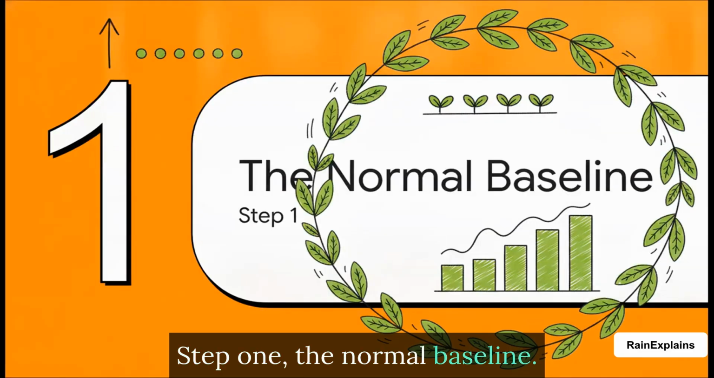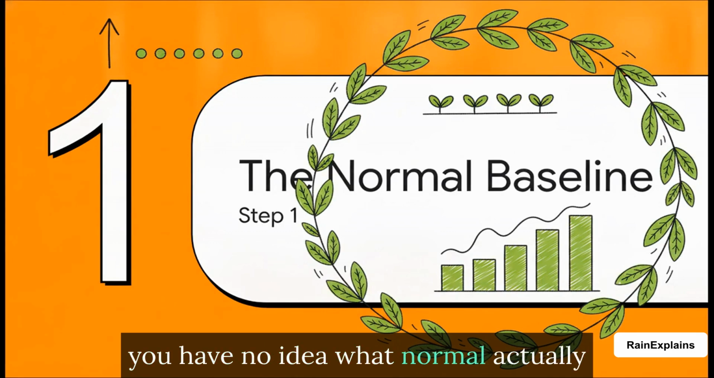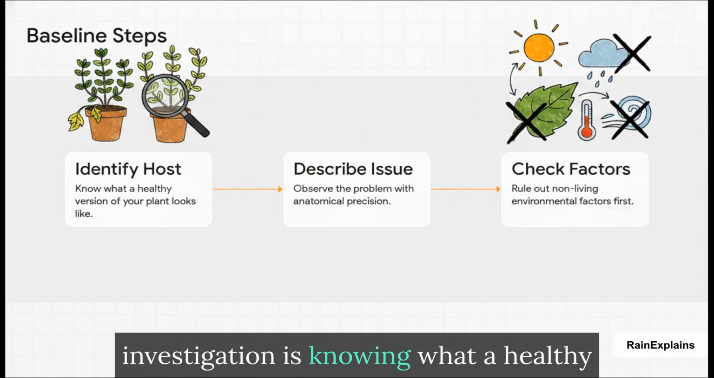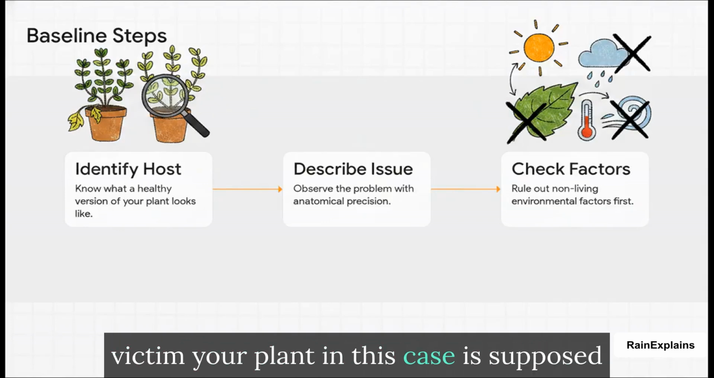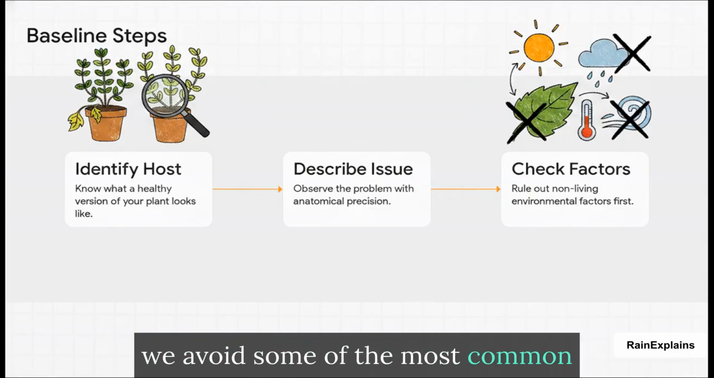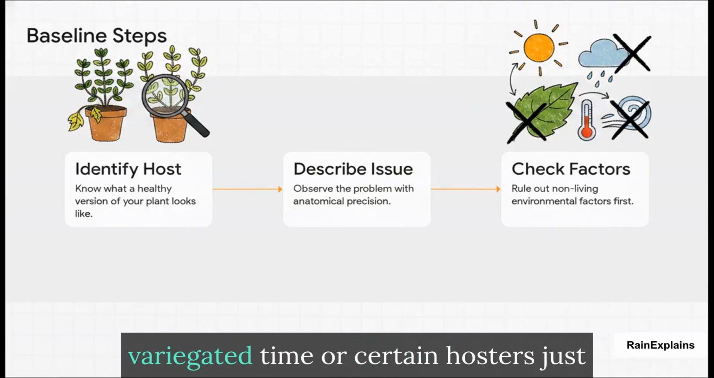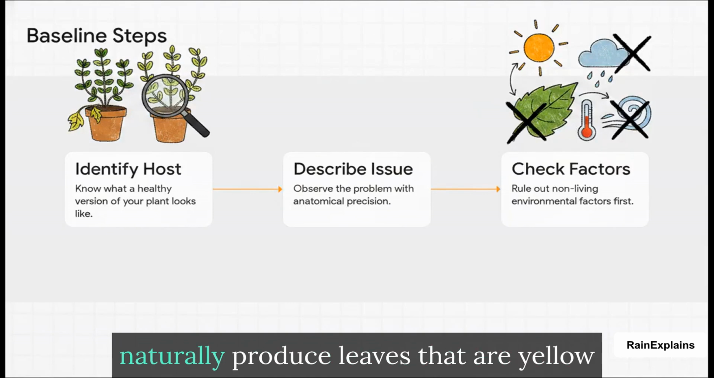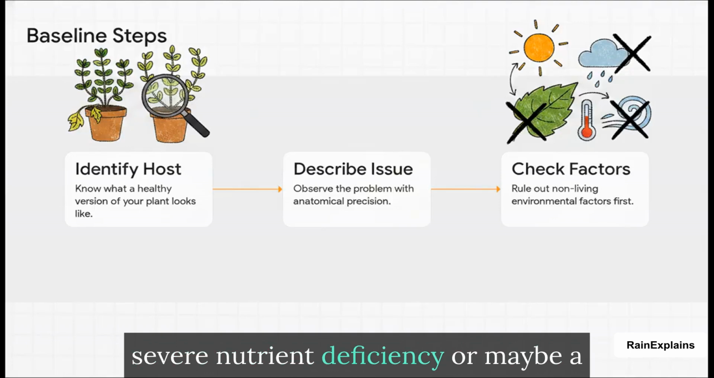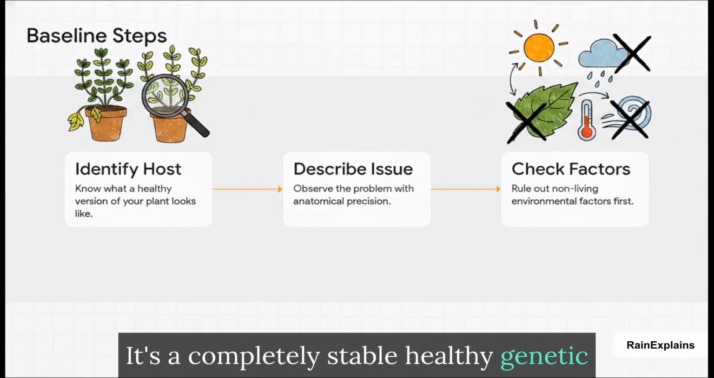Step 1. The normal baseline. Seriously, you cannot spot a deviation if you have no idea what normal actually looks like. The absolute first rule of any investigation is knowing what a healthy victim, your plant in this case, is supposed to look like. By sticking to these foundational steps, we avoid some of the most common, totally preventable amateur mistakes out there. For instance, some plants like variegated thyme or certain hostas just naturally produce leaves that are yellow or light green. To the untrained eye, that looks like a severe nutrient deficiency or maybe a nasty viral infection, but it's not. It's a completely stable, healthy genetic expression.